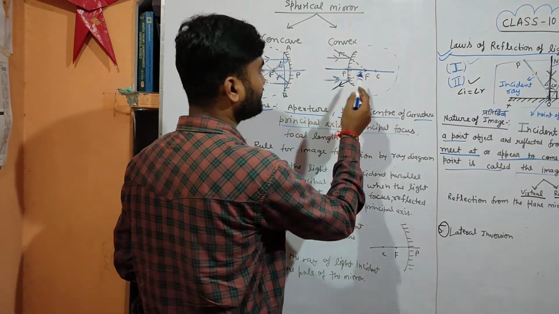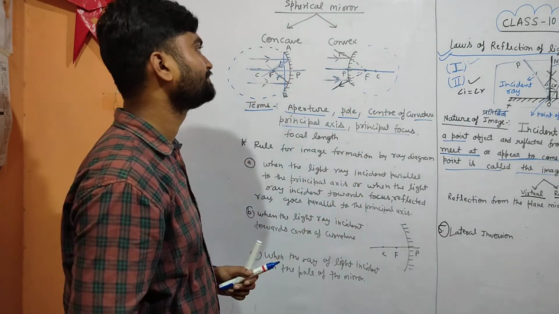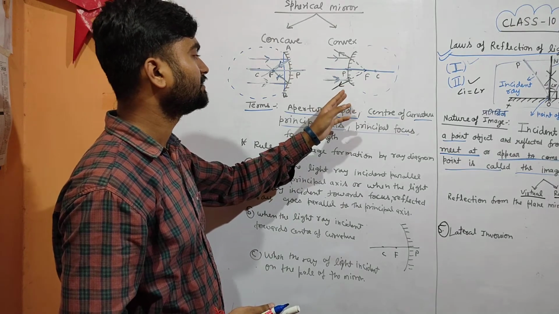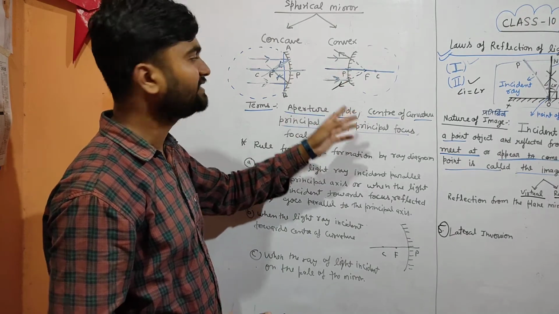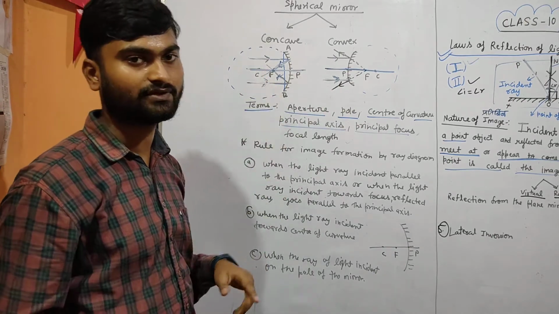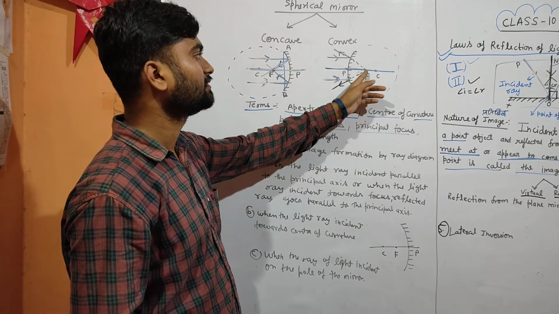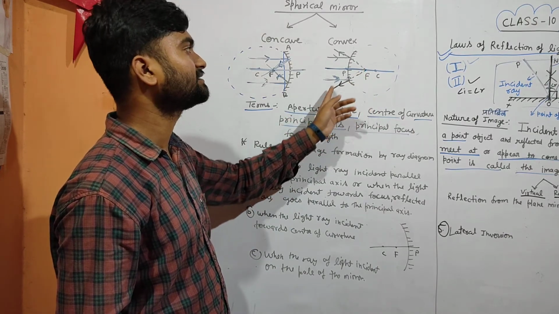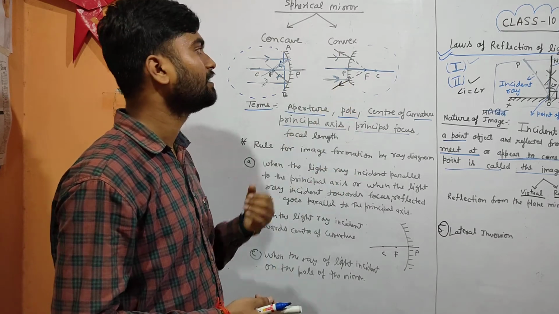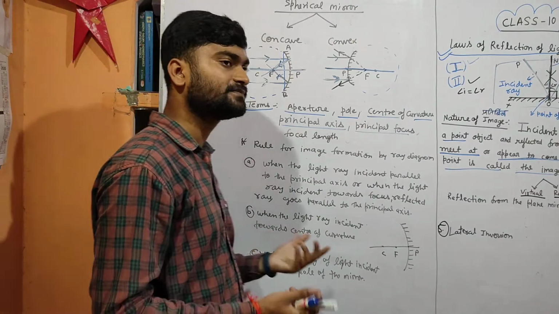When a parallel beam of light is incident on a spherical mirror, then after reflection the reflected rays meet at a point on the principal axis, and that point is known as the principal focus. In this case, the reflected rays seem to come from a point on the principal axis, and that point is known as the principal focus.